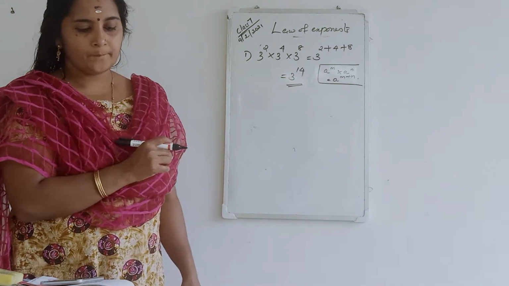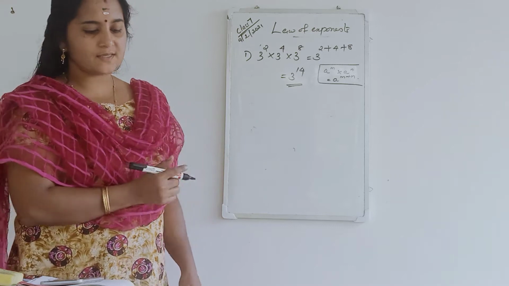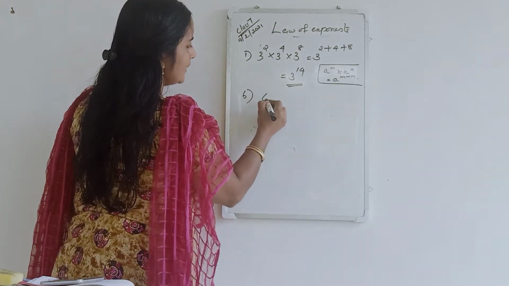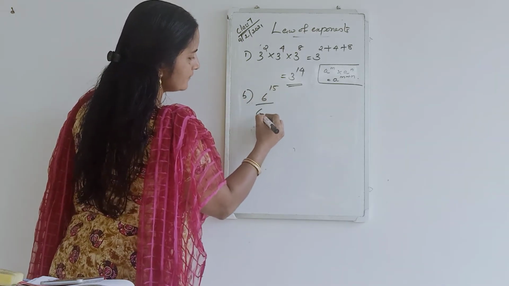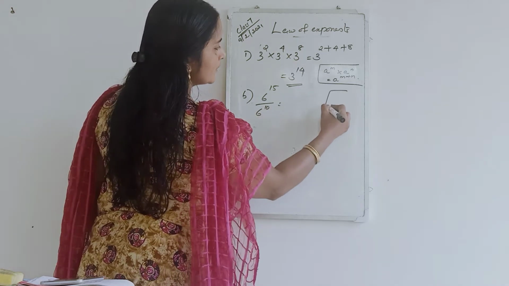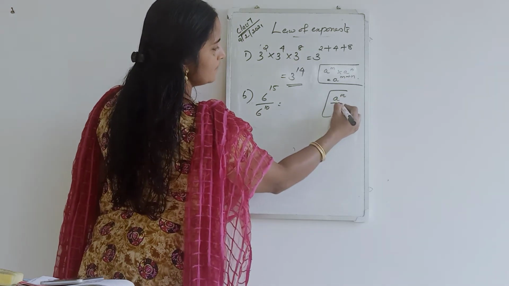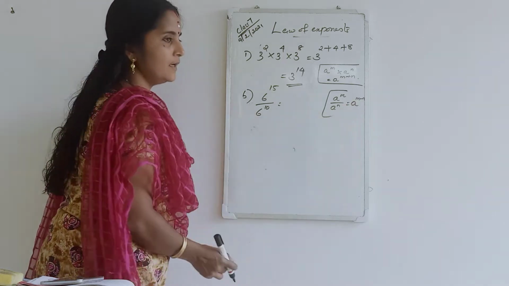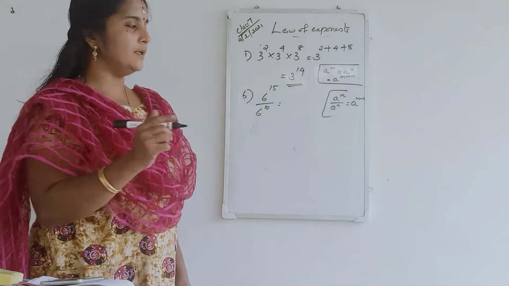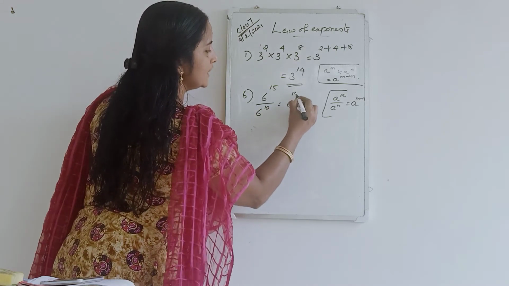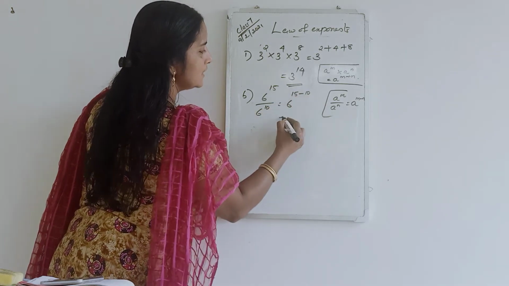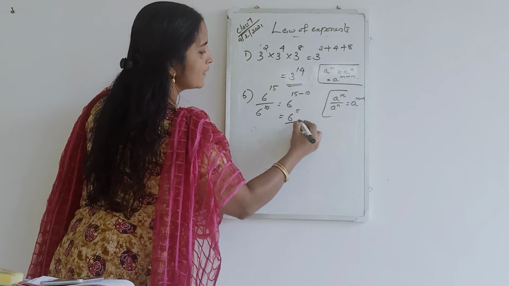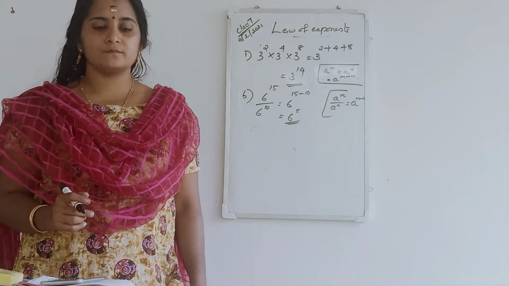And the next one is 6 raised to 15 by 6 raised to 10. Which law do we apply here? We know that a raised to m by a raised to n is a raised to m minus n. So 6 raised to 15 minus 10 equals 6 raised to 5. That's all.